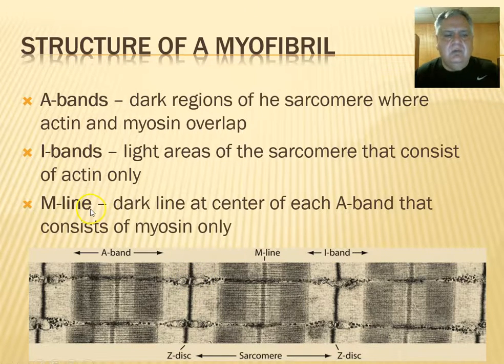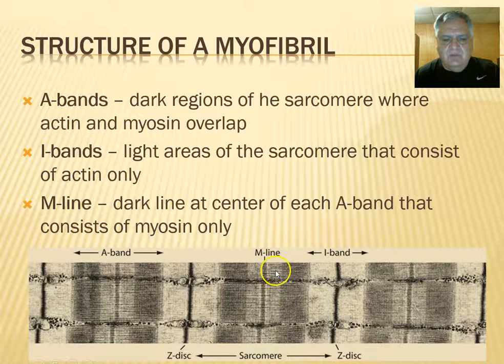Now, in addition to the A bands and the I bands, we also have designated here an M line. This M line is the dark line at the center of each A band. It consists of myosin only, but if we think back to that artist's conception, the artist shows the myosin has a bulging, thick area right in the center of it. And that's what we're seeing here in this micrograph, where the myosin is much thicker in the center, so it's a lot darker right there. So we can see that's the M line.